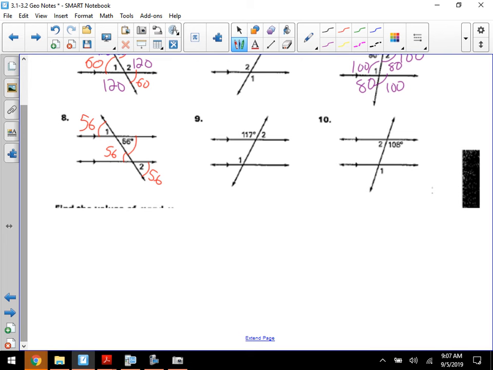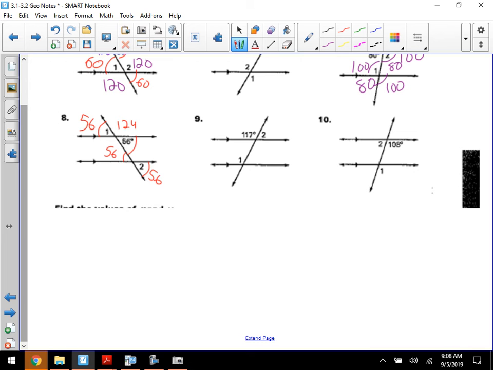And then how would you find the other angles? Subtract 56 from 180, and I think you get 124. Does that sound about right? Yeah. So every other one of those angles would be 124, and so on and so on. Not too terrible, is it?